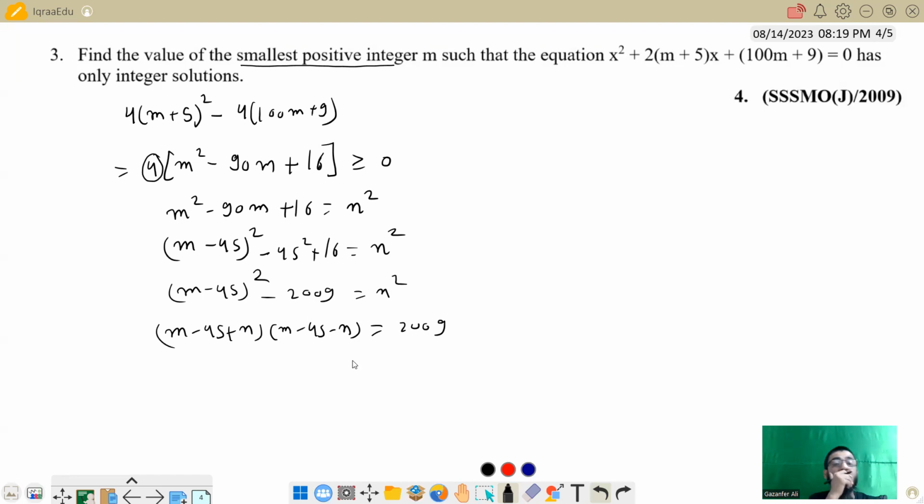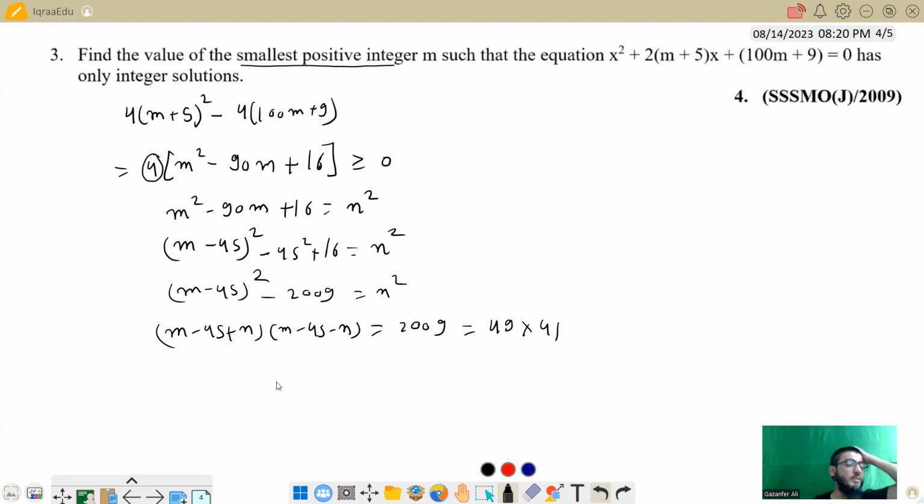Now, what are the factors of 2009? 49 multiplied by 41. I think we have encountered this number before also, right? So you remember the factors or you found out the factors? I remember. Okay, so this can be written as 49 multiplied by 41, or minus 49 minus 41.